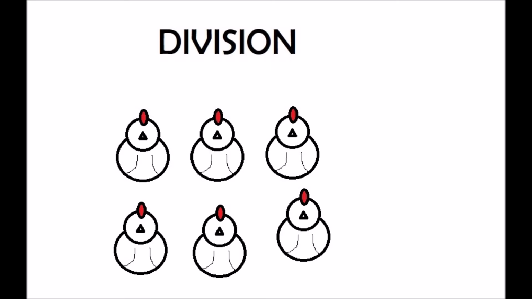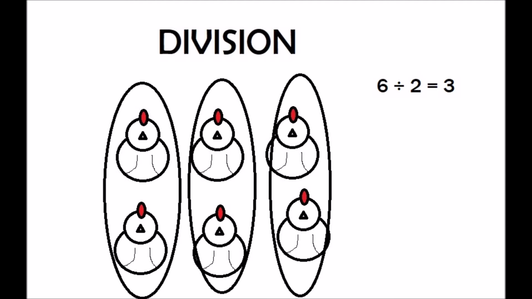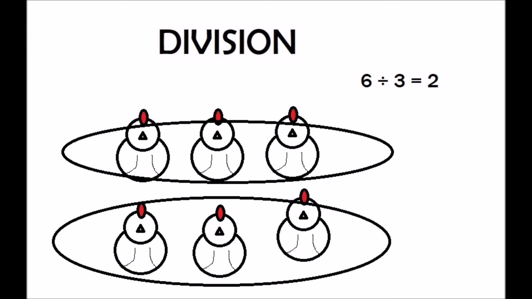Now remember about these 6 chickens. If we put them into groups of 2, then we will have 3 groups. But if we put them into groups of 3, then we will have 2 groups. Now let's take a look at the example of division, but using fractions.